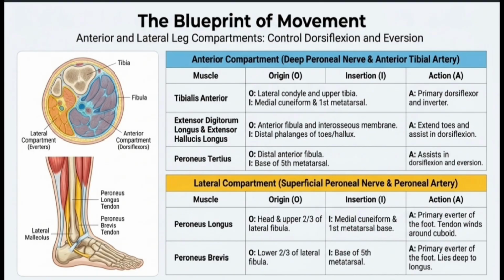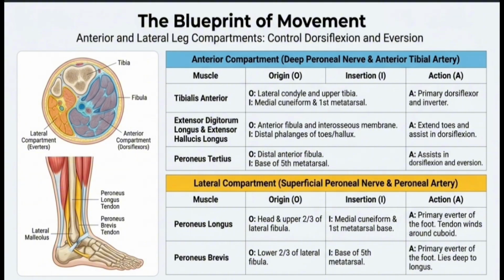Descending below the knee, we analyze the crural region, starting with the anterior and lateral leg compartments. The anterior compartment contains muscles dedicated to the dorsiflexion of the foot and extension of the digits: the tibialis anterior, extensor digitorum longus, extensor hallucis longus, and peroneus tertius. This functional group is strictly innervated by the deep peroneal nerve and supplied by the anterior tibial artery.